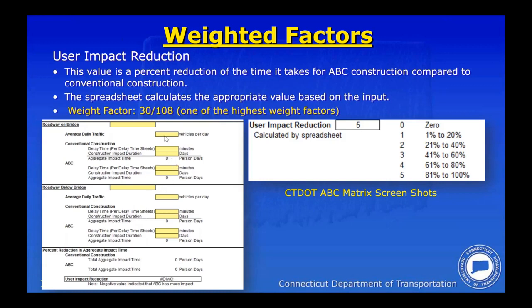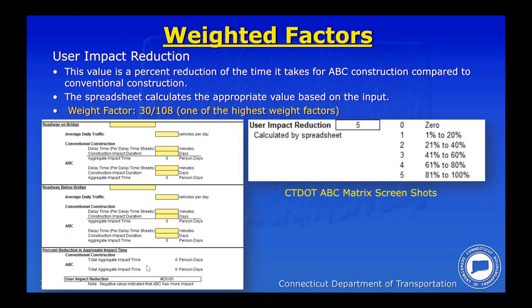So, average daily traffic is inserted here. Delay time is inserted in this cell. Construction impact is inserted in this cell for conventional construction. A similar process is used for ABC construction. And then the same process for conventional construction for the roadway under the bridge, and for the ABC option, looking at traffic under the bridge.